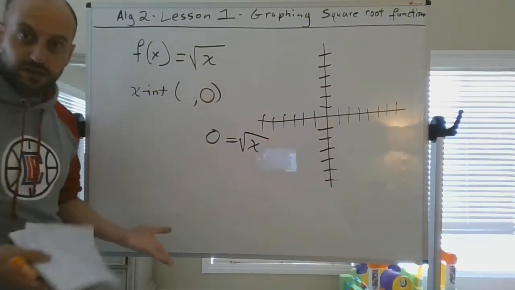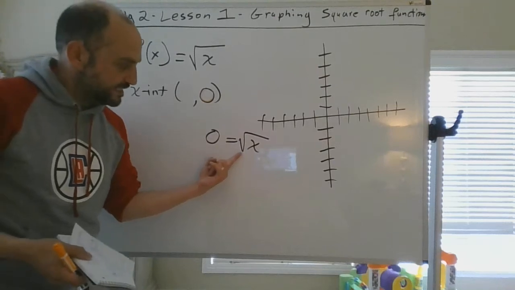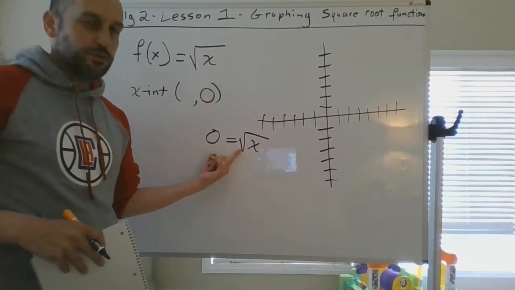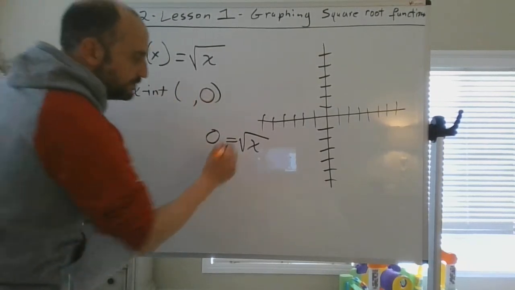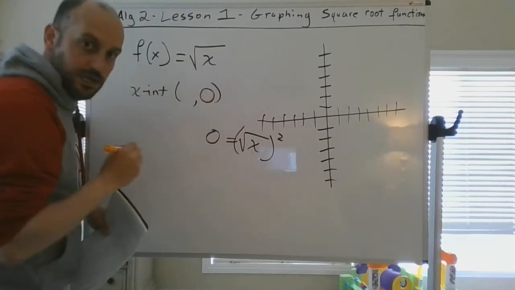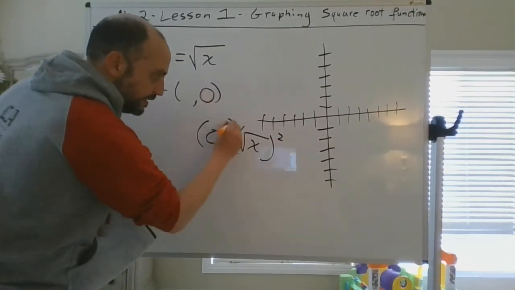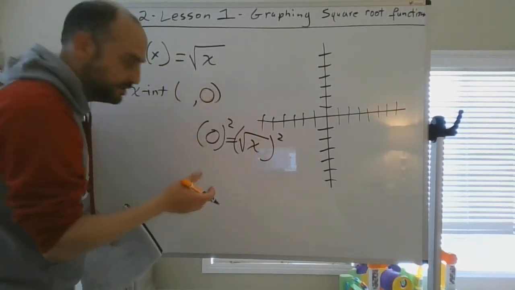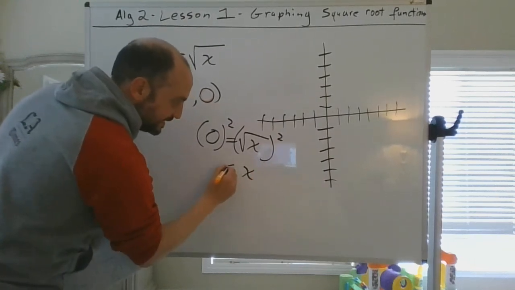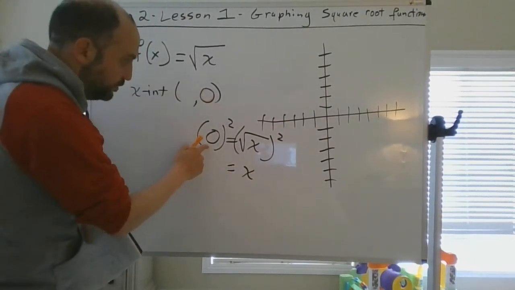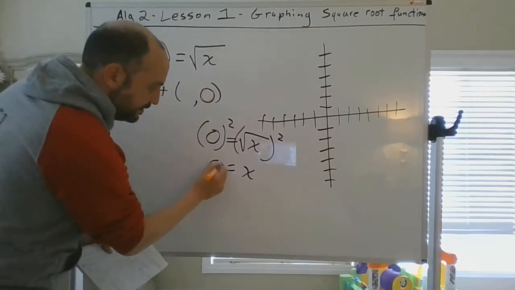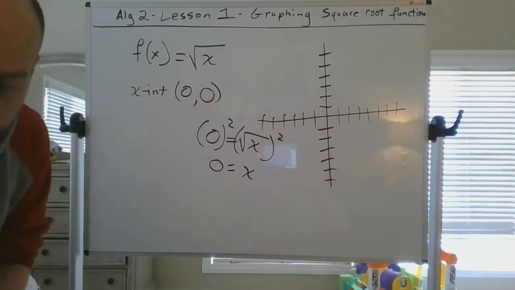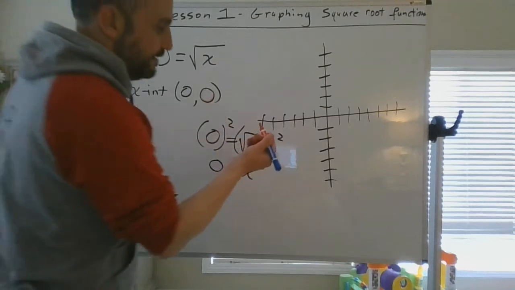Well, that's great. I need to solve this. I need to solve for x. So let's think about this. What is the opposite, or in this case, the inverse of square rooting something? The opposite would be to square it. What I do to one side, I'm going to do to the other. So the square and the square root are going to cancel each other out, and I'm just going to be left with x equals whatever this is. So it's going to be 0 squared. 0 squared is 0 times 0. So our x-intercept is at 0, 0. And I'm going to go and immediately graph it.